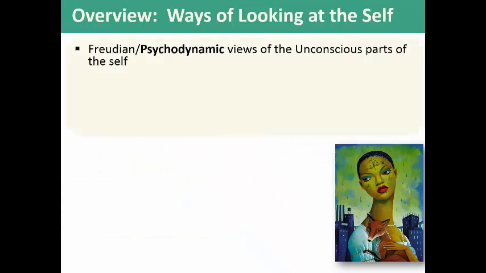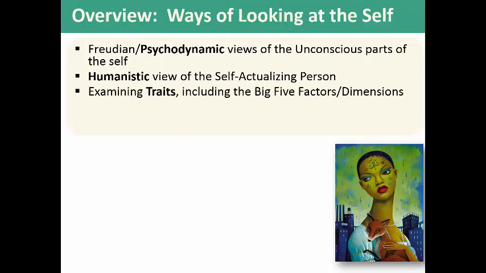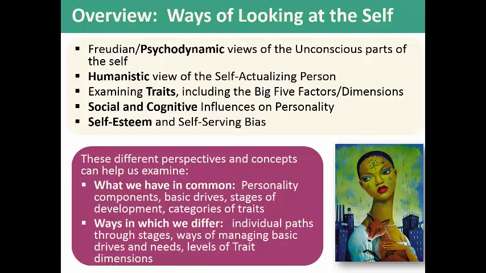So, according to Freudian or psychodynamic views, Freud talks a lot about the unconscious part of the self. According to the humanistic view, which we'll talk about a little bit later, the person tries to self-actualize, so they try to become more of who they can be. We can also look at traits, which we'll look at in Module 42, including the big 5 factors and dimensions, as well as social and cognitive influences on personality and self-esteem and self-serving bias.